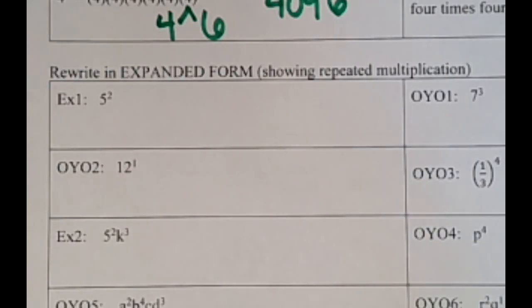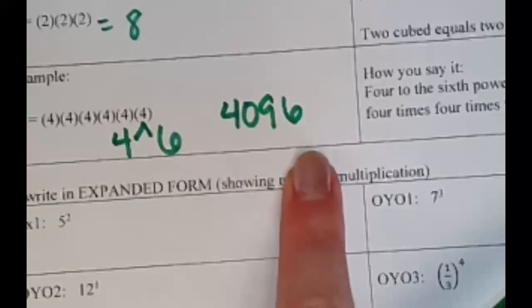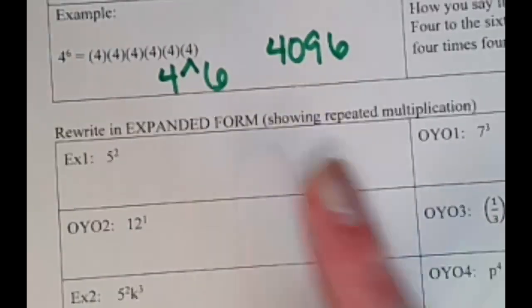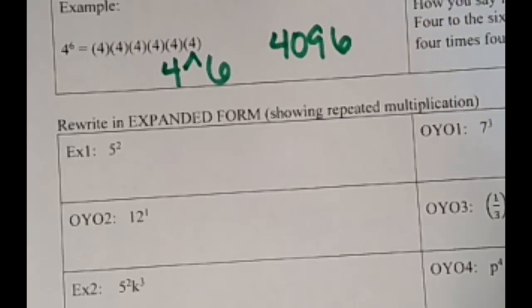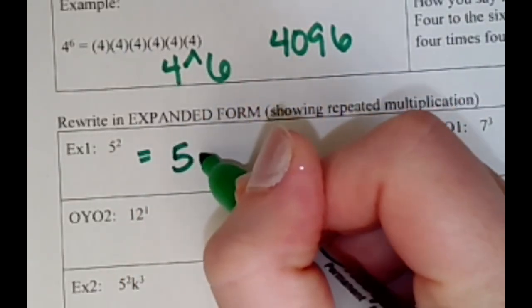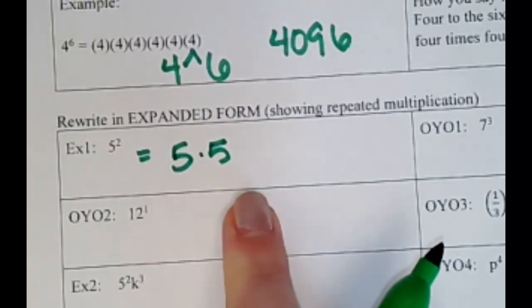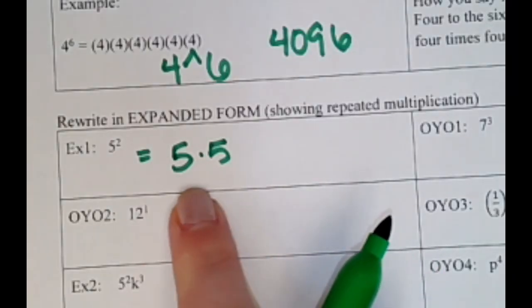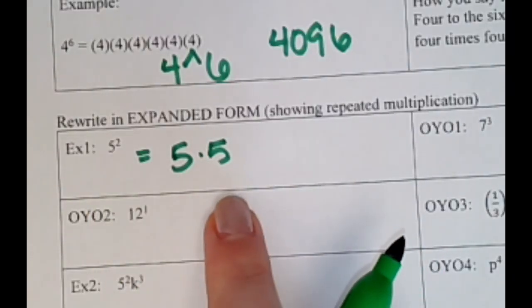What we're going to do is practice converting from condensed form to expanded form. We don't have to actually determine what is the value. We're just rewriting it into this form. For example, if I have 5 squared, 5 is my base. I'm multiplying 5 times itself. It's 5 times itself, a total of 2 times. So this would be expanded form.